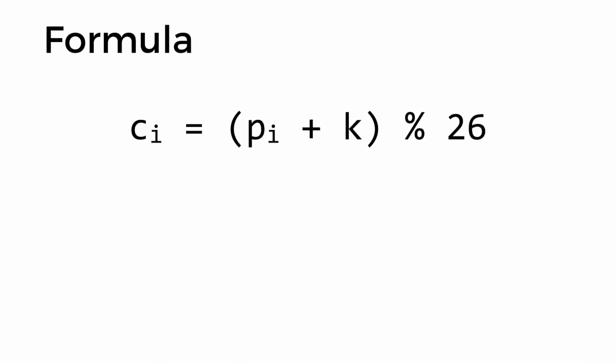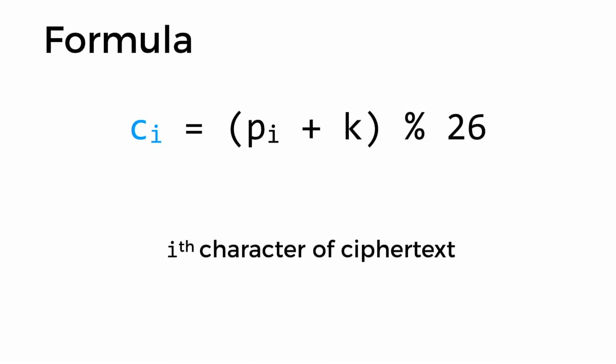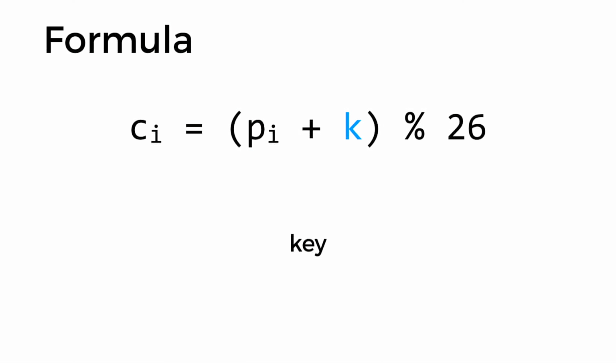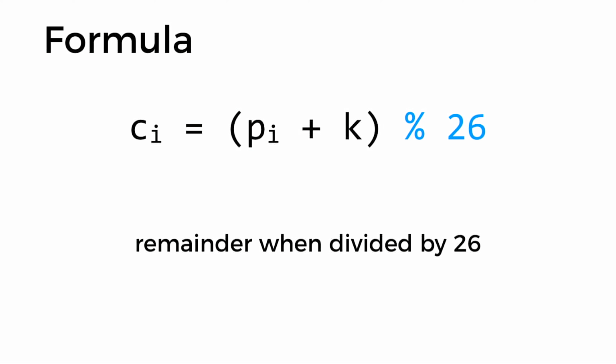Well, to do this, we can take advantage of a formula. And here's the formula that we're going to use to convert the plain text into the ciphertext. It looks a little bit complicated, but we'll break it down piece by piece. C sub i here represents the ith character of the ciphertext. How do we determine what the ith character of the ciphertext is? Well, we're going to start by taking the ith character of the plain text, and we're going to add k to it, where k is the key. And we're going to take that whole result and take it modulo 26. This % 26 means we're going to take the remainder when we take this whole value and divide it by 26.